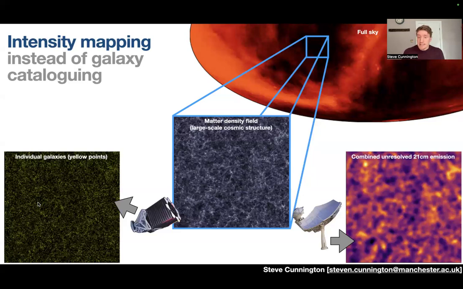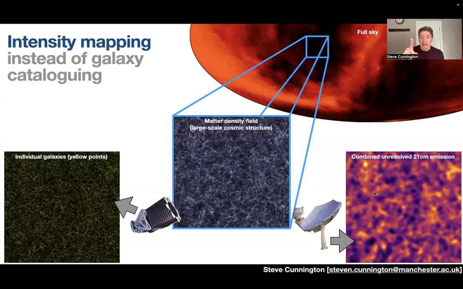So intensity mapping is this idea of relaxing this approach of resolving individual galaxies and instead just recording the combined unresolved emission coming from all emitters at a particular frequency coming from a particular line feature. The most common case of this, arguably, is 21 centimeter intensity mapping. The 21 centimeter line comes from neutral hydrogen gas. So we use radio telescopes to detect this.